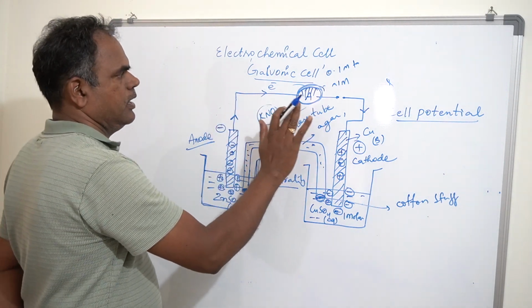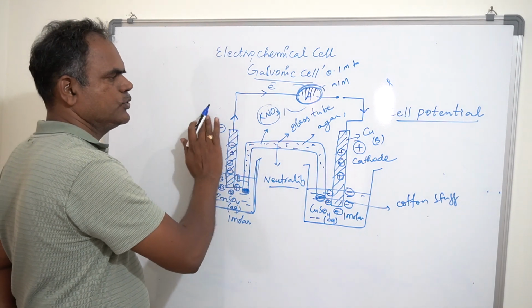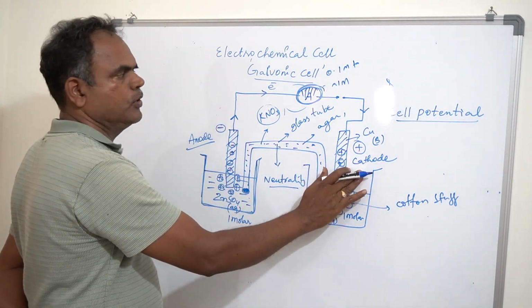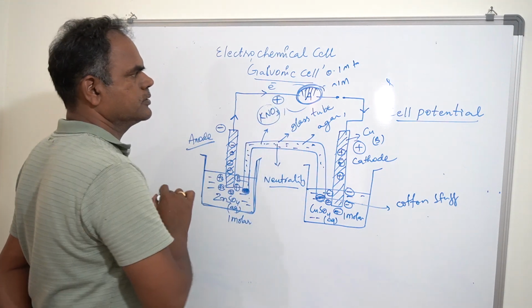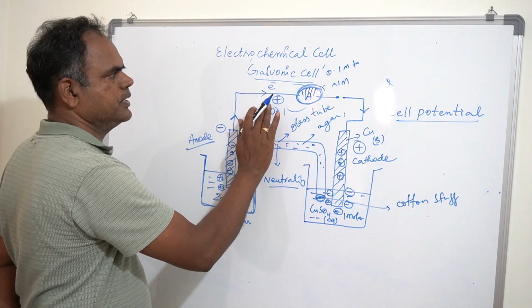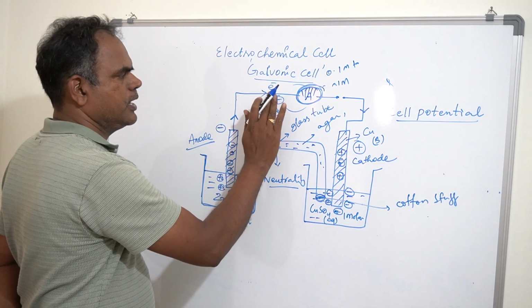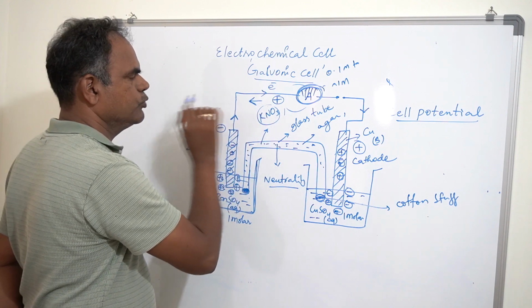So the electrons start flowing, moving from anode to cathode, where the charge will move opposite to the electron's direction. That means here the charge flows opposite to the electron's movement.